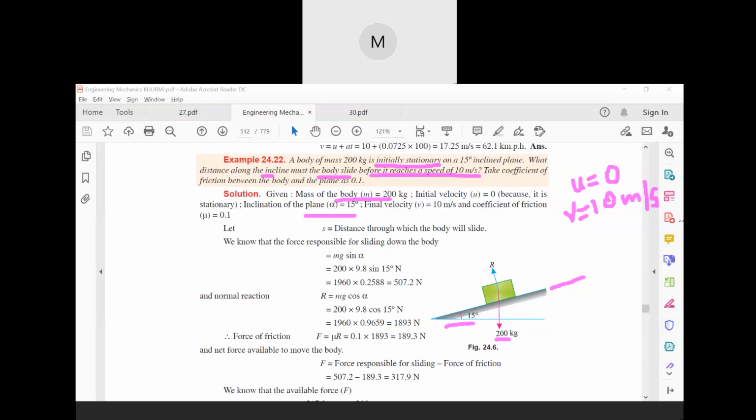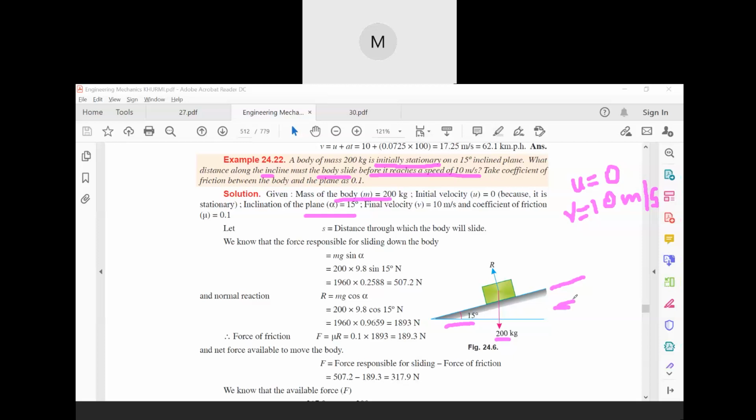V is 10. Now, your first principle is what? First of all, you have to draw a free body diagram, or FBD. So how will you draw that free body diagram? For that case, you'll have to draw diagrams like this.